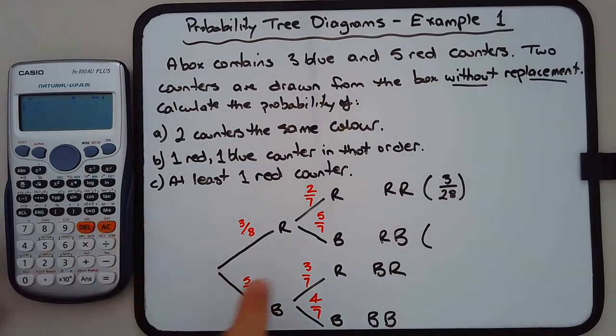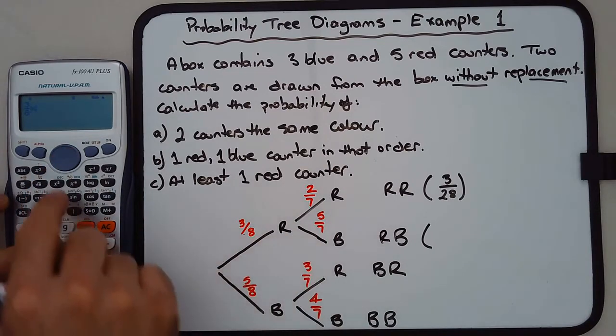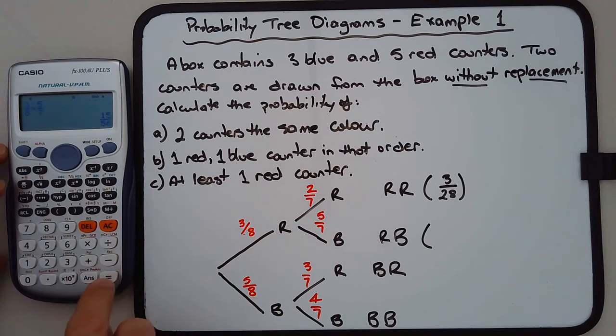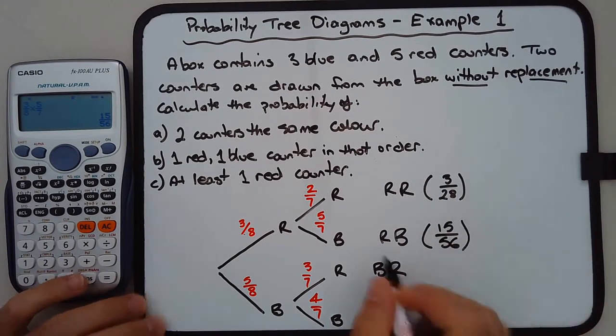Probability of red, blue: 3 on 8 times 5 on 7. We've got 15 on 56 as the probability of red, blue.